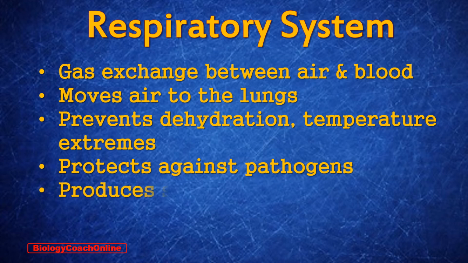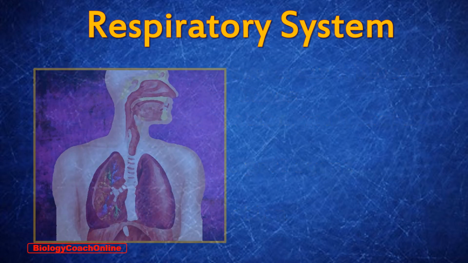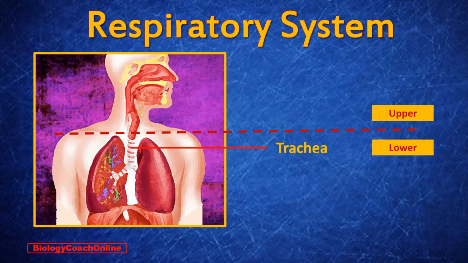Passage of air through the respiratory system also produces sounds for speaking and singing, and the respiratory system facilitates olfaction, or smelling, with its receptors in the nasal cavity. Now, your respiratory system is effectively divided into two parts. The lower respiratory system contains your trachea, or windpipe, and your bronchi. Now, these channels are continuous with your trachea and carry air into your lungs, and of course your lungs.